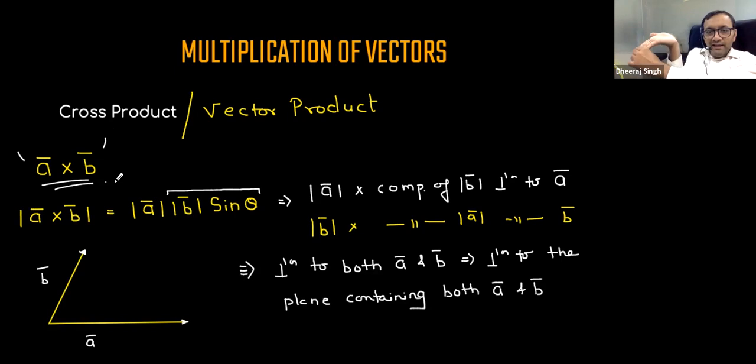You cannot fold like that, right? It should be a natural fold. So align in the first vector direction, go towards the second one. Is the thumb telling you inward or outward? Outward. So A cross B is outwards.